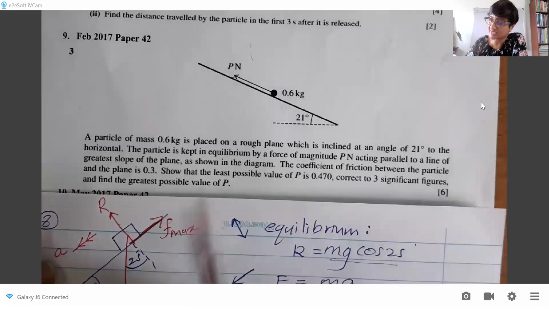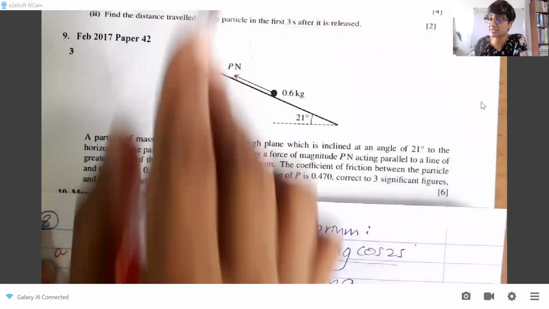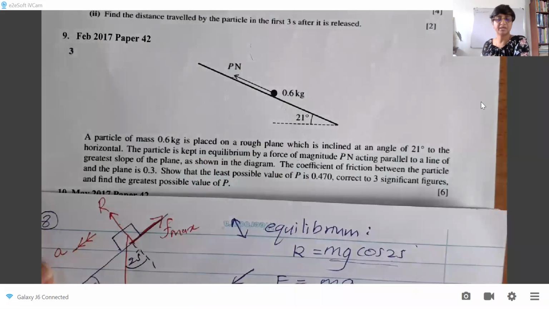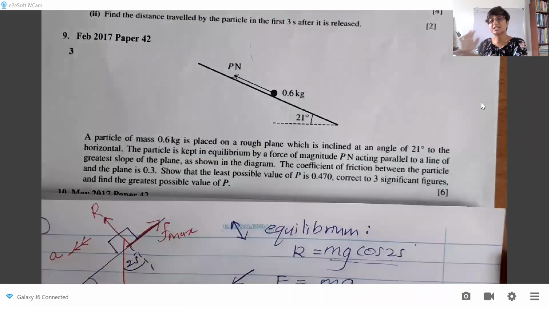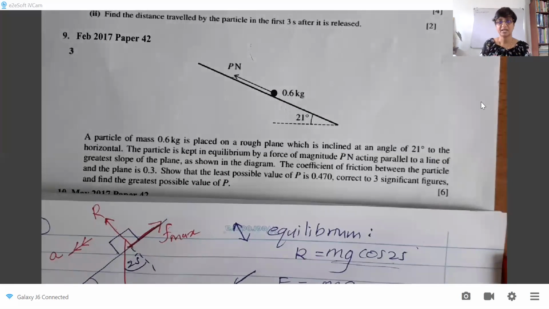Again, it's similar to the earlier one. Show that the least possible value of P is this. Remember, number 6 was similar. And then find the greatest possible value for P. So this is about P max and P min. This is the external force that you are applying, the maximum external force and the minimum external force that you can apply to keep the object at rest in equilibrium.